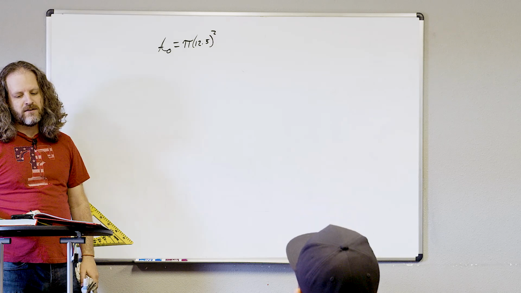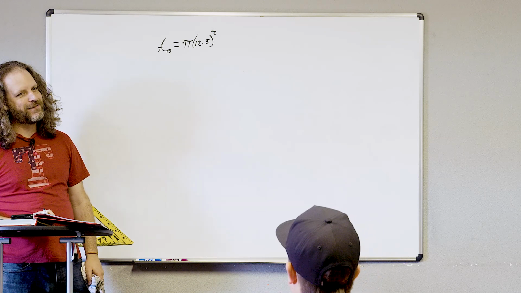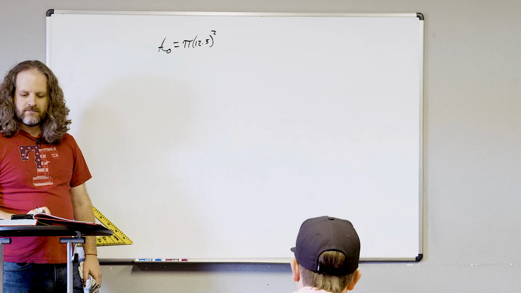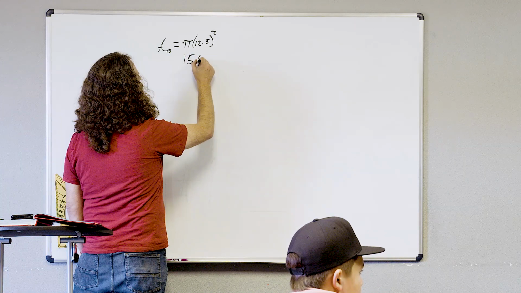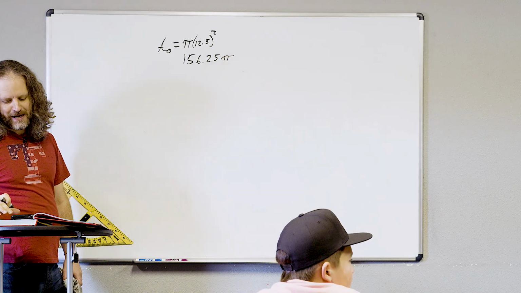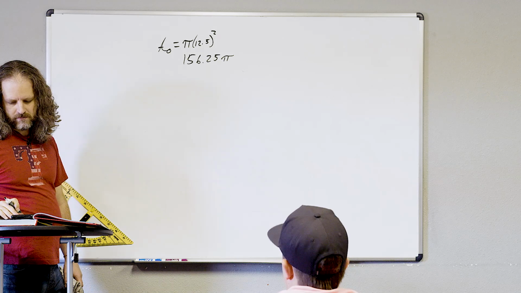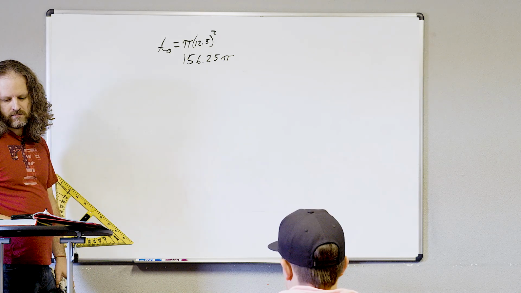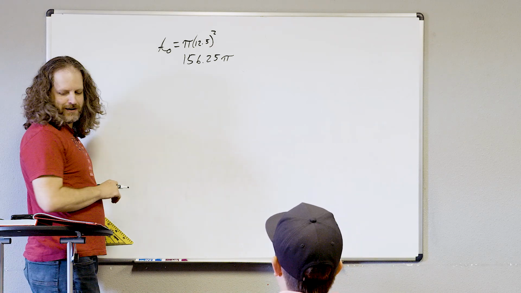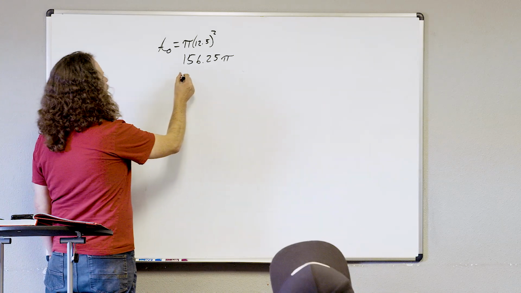490. 12.5 squared is not 490. Possibly if you take that times pi, you get 490. Actually, well, yeah, maybe. 156.25. All right. So now when we multiply that times pi, what do you get? 490.8. Yeah, I'm telling you. We're supposed to round to the nearest tenth, so it'd be 490 point what?